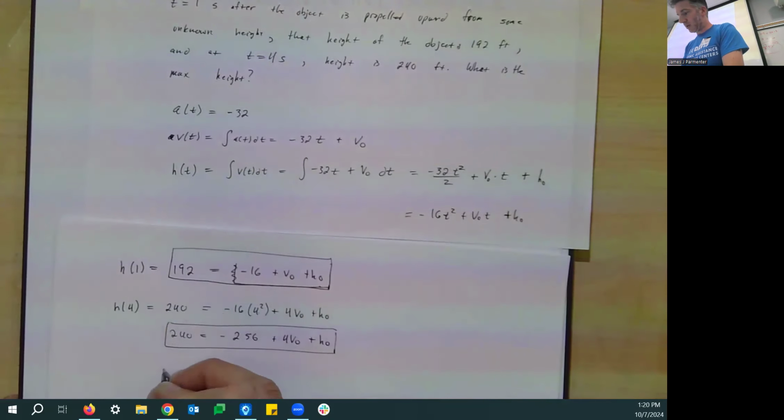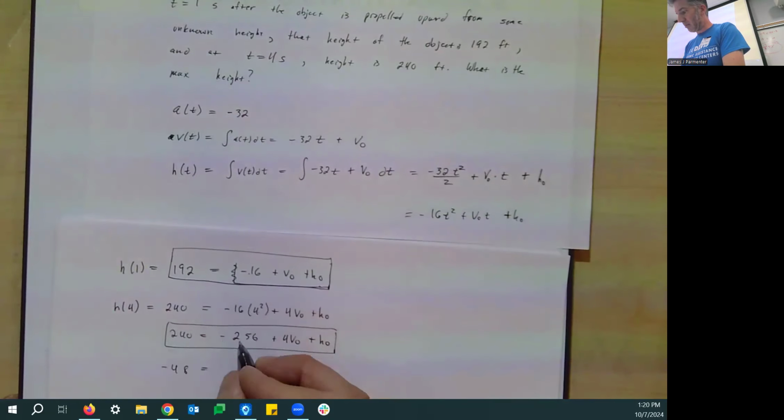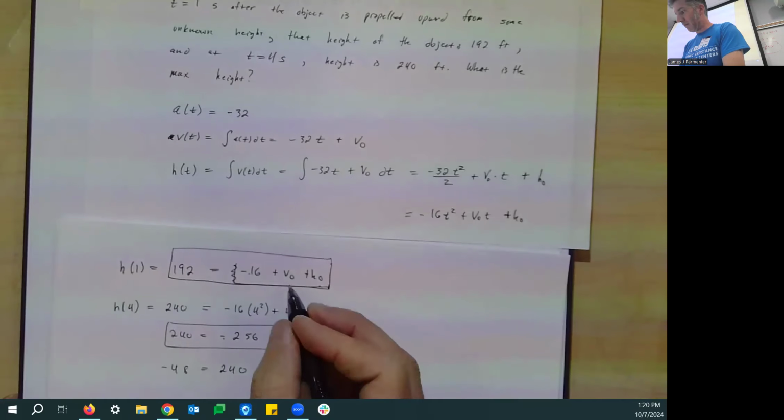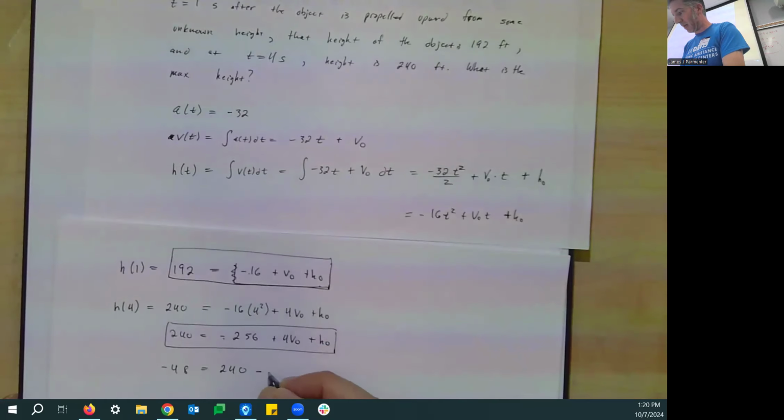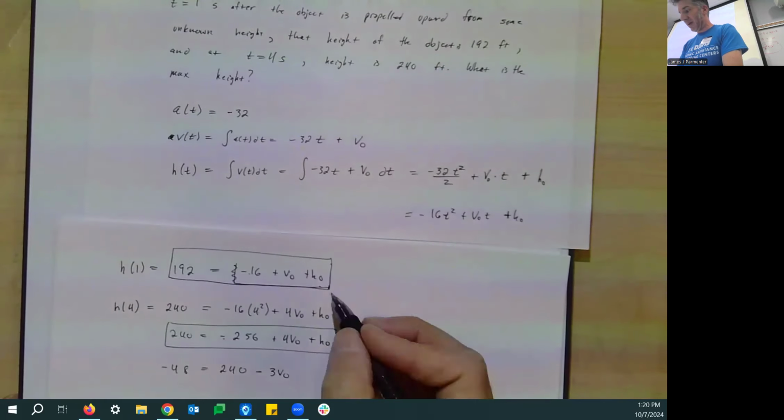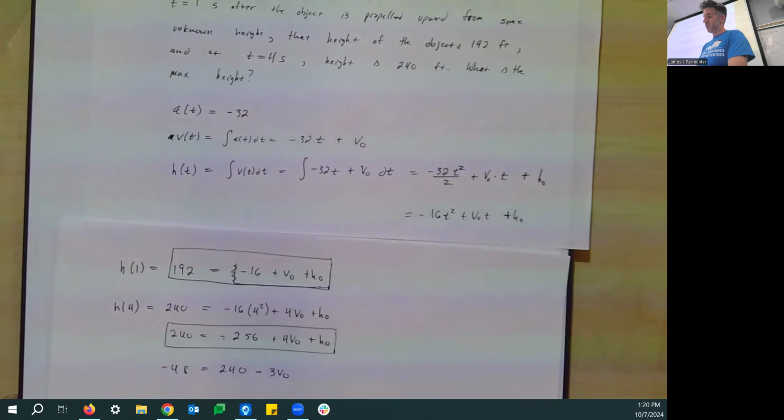192 minus 40, 240 is negative 48. Negative 16 plus 256 is 240. And v naught minus 4 v naught is negative 3 v naught. And specifically here, h naught minus h naught is 0. I think that tracks. That looks all right.